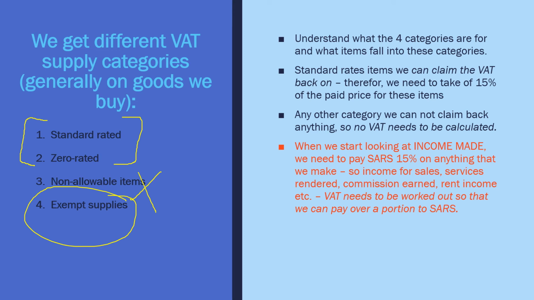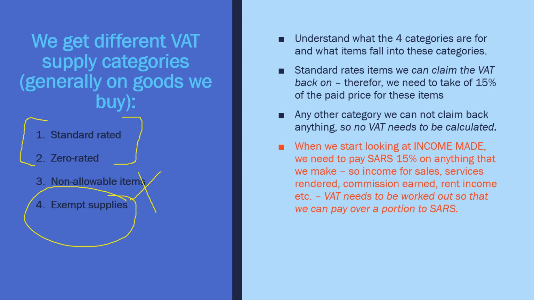Okay, so just a reminder, that's why I said standard rated items, we can claim back the VAT. So that's why we work out the 15%. For 0 rated, non-allowable and exempt supplies, for different reasons, we can't get the VAT back. So that's why we don't need to work it out. Okay, that's on things that we buy in a business.